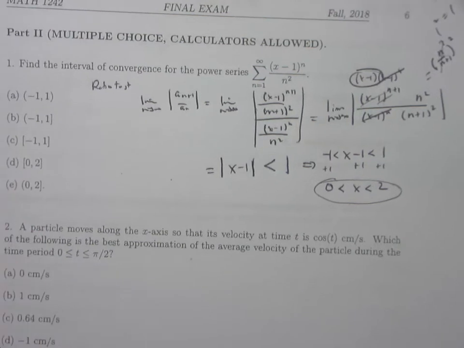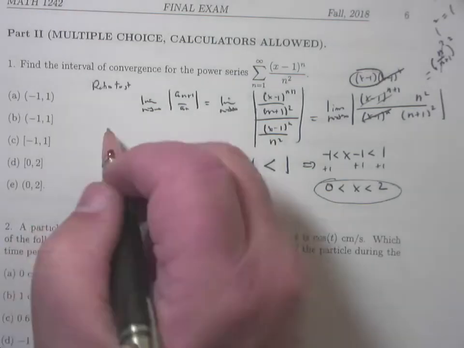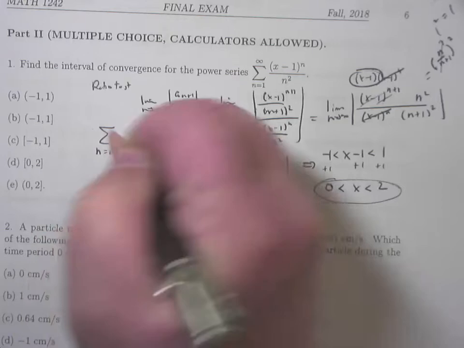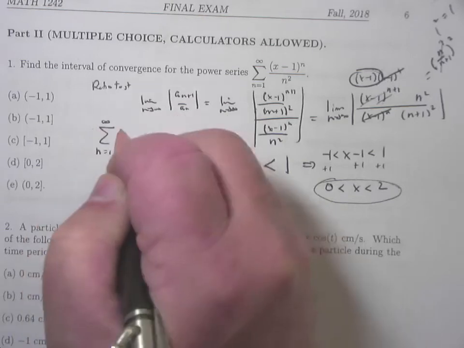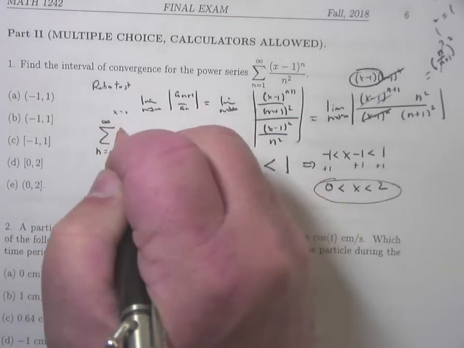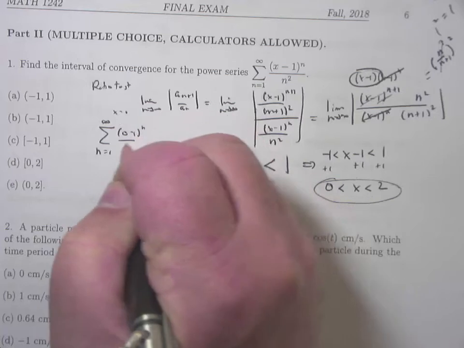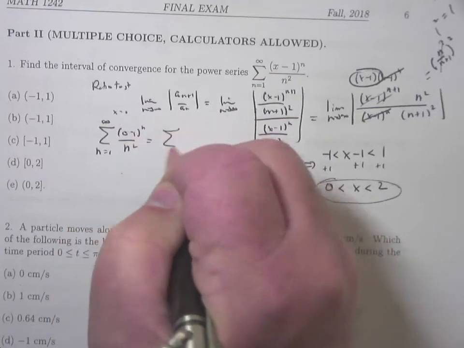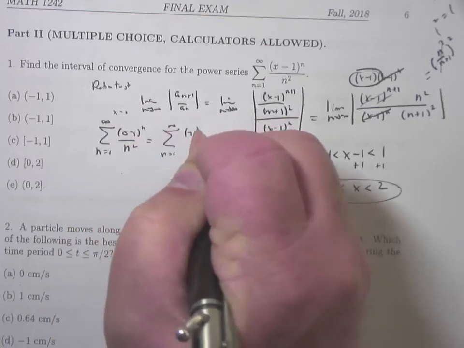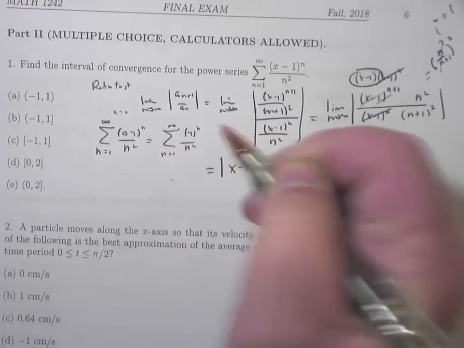Does that make sense? But then what's the last thing I got to do? Test the endpoints. When I test the endpoints, I got the sum as n goes from 1 to infinity of, plugging in x is 0, 0 minus 1 to the n over n squared. This is the sum as n goes from 1 to infinity of negative 1 to the n over n squared.